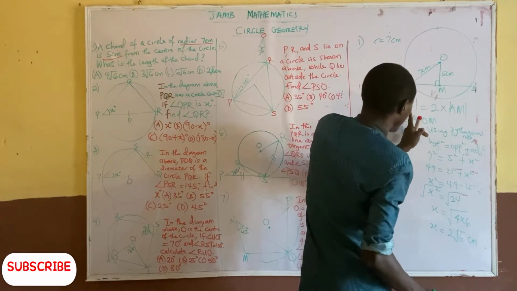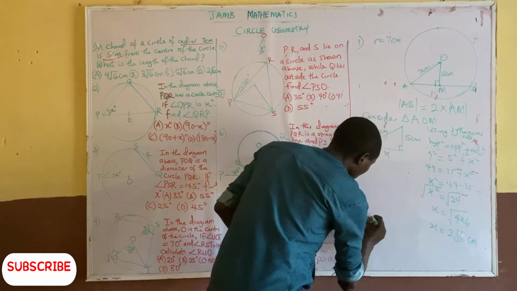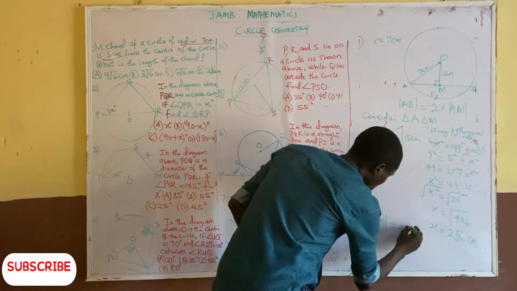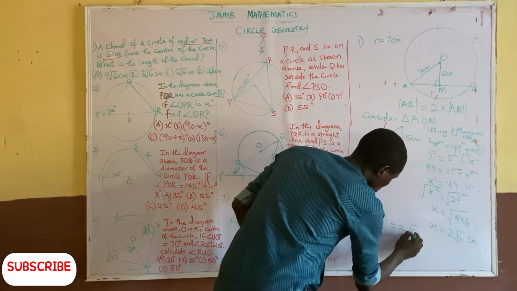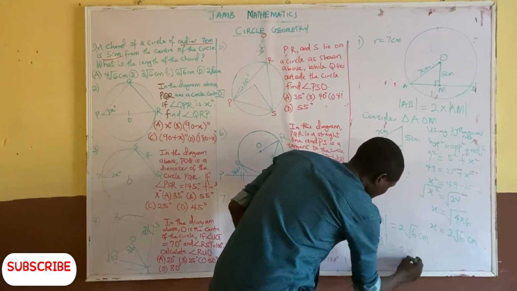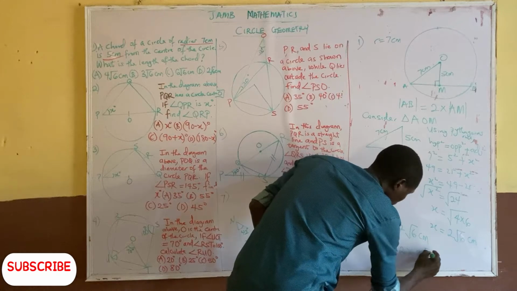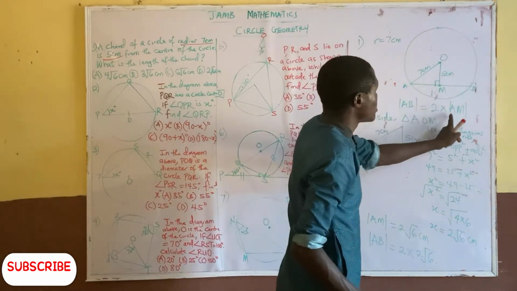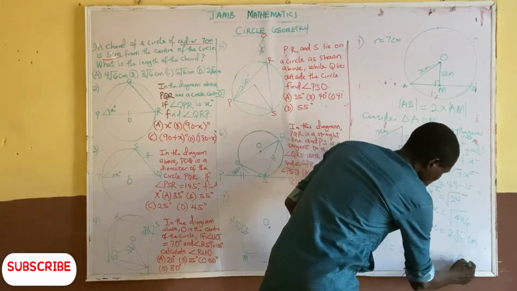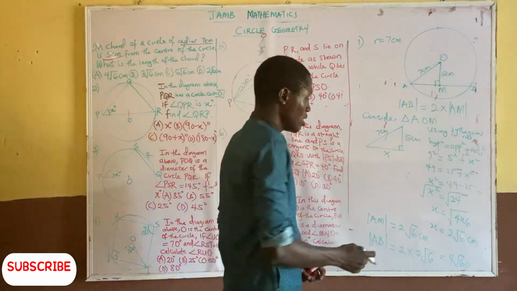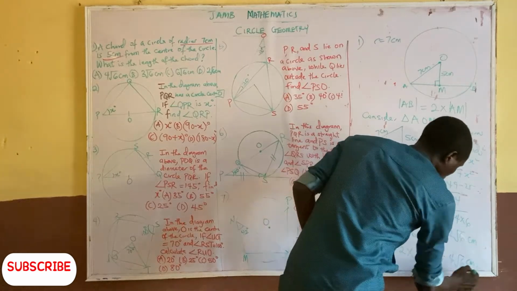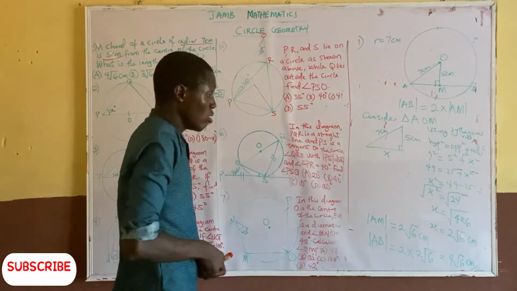Now we have successfully gotten line AM. Line AM is equal to 2 root 6 centimeter. So line AB will now be 2 times 2 root 6, because we say that line AB is 2 times AM. So 2 times 2 is 4, we have 4 root 6. So the answer here is 4 root 6 centimeter.